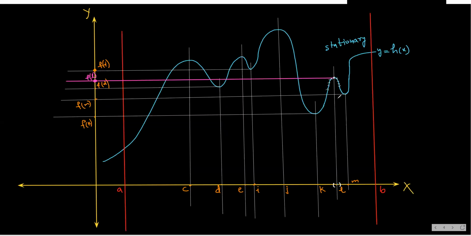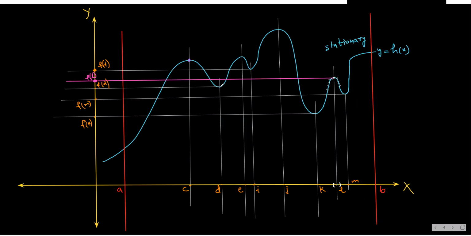So here we say the function is supposed to be stationary at L. All those points, the function has a turn. See, all the turning points. So at point C, the function is stationary. These are the points where the function is stationary.